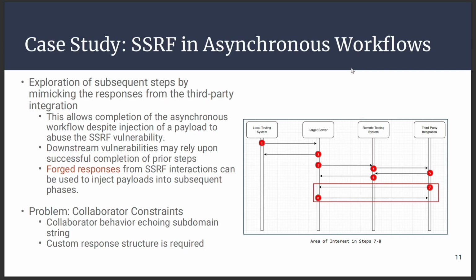So if we're using something like Collaborator and it's always going to respond with just a string, or I think an HTML string containing the subdomain that it used, then that response structure for the third party will not match what the target server is expecting, and it might just cause an exception, might just kill that workflow, and then where we want to go in steps 7 and 8, we never get to it.